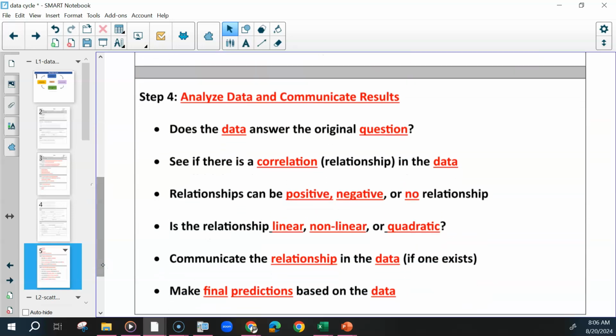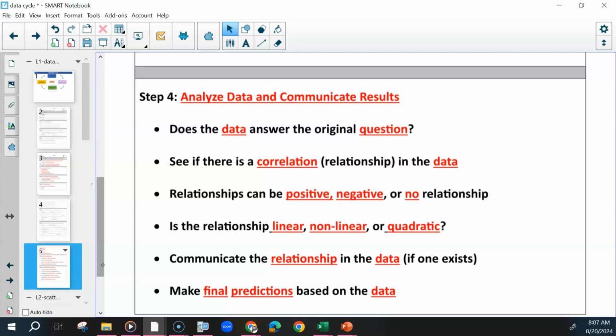And then step 4, we're going to analyze the data and communicate the results. Look at the data. Does the data answer your original question? Is there some sort of relationship or correlation in the data between the variables? The relationships can be positive, negative, or there can be no relationship at all.